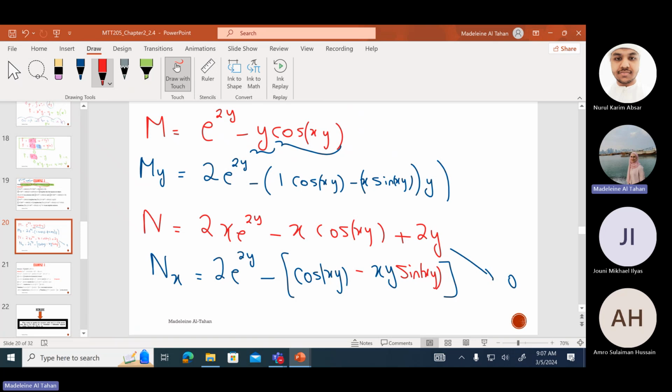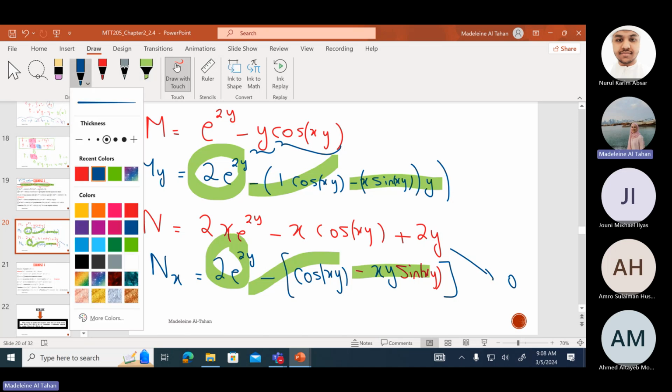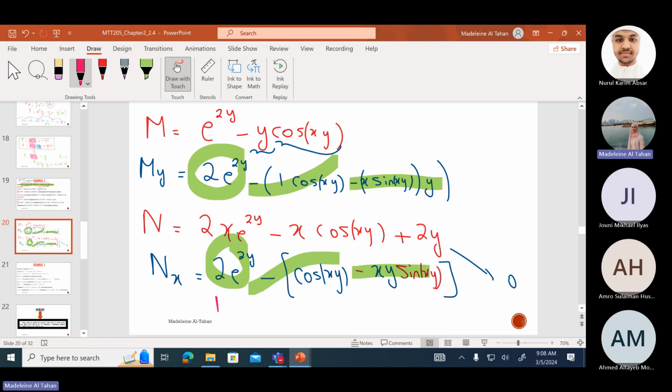Let's compare these together. What do we have here? 2e power 2y, we have it also here. Here we have minus cosine xy, and here minus cosine xy. And here we have minus xy sine, and here what do we have? Minus. So are they equal? Yes. Okay, so is it exact? What can we say? M_y equal to N_x. So our ODE is exact.